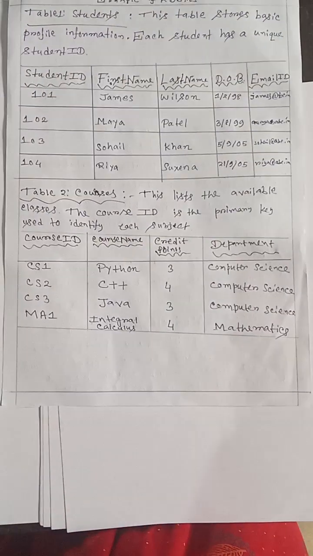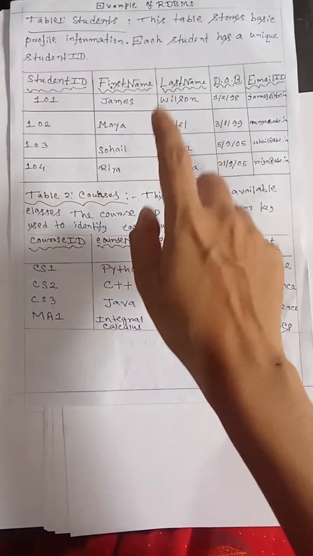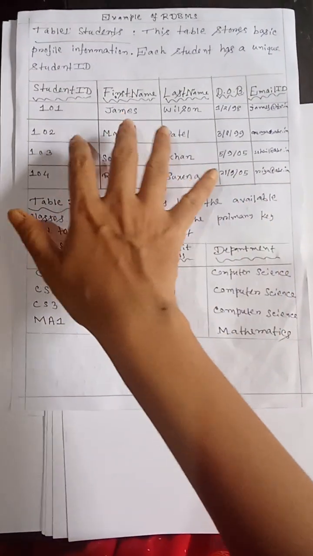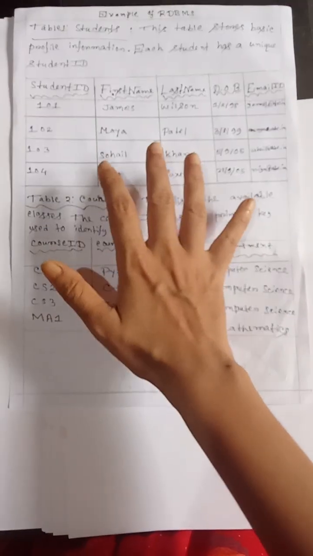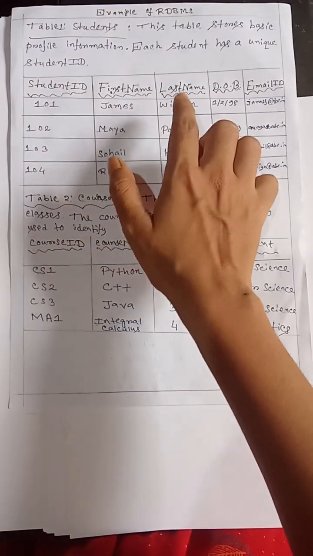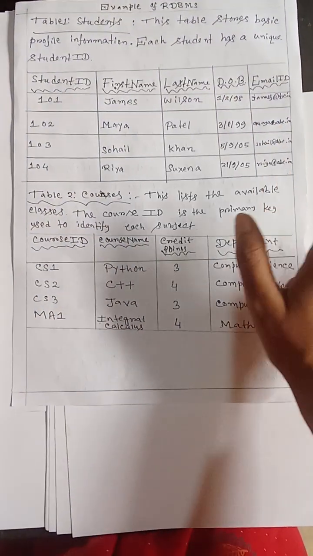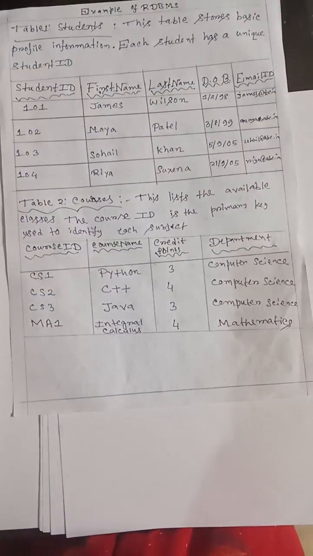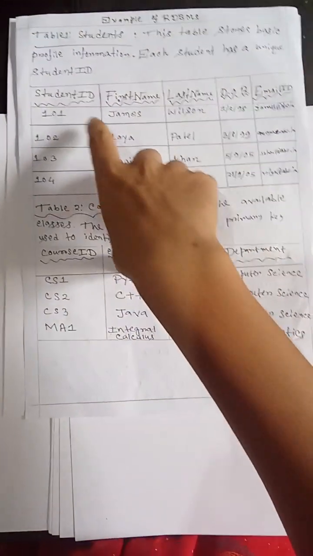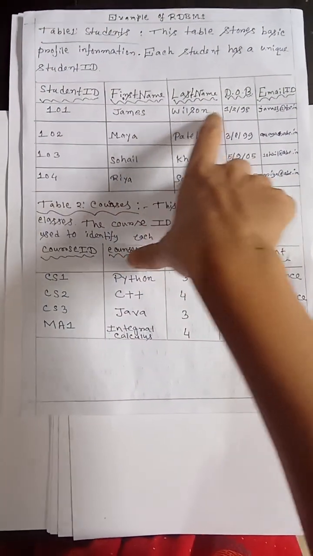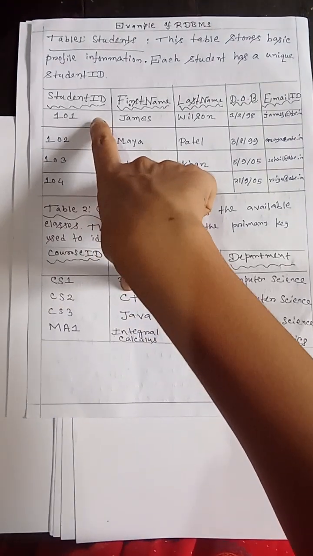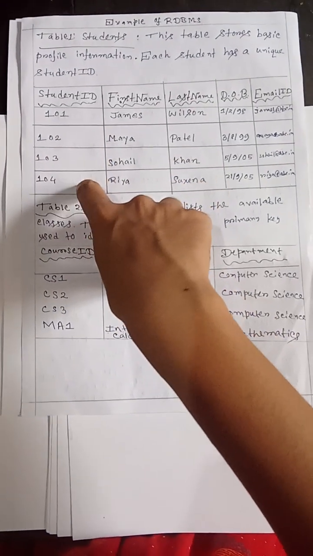Columns in DBMS are also known as attributes or fields. So here we have 5 attributes: student ID, first name, last name, date of birth, and email ID. And each attribute is different. And now let's come to rows or tuples. Here we have 4 rows.